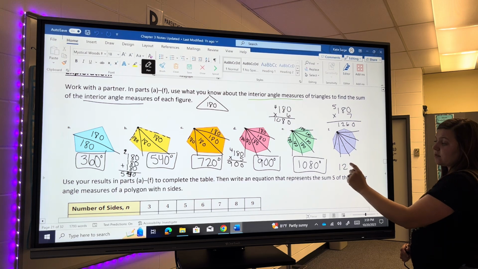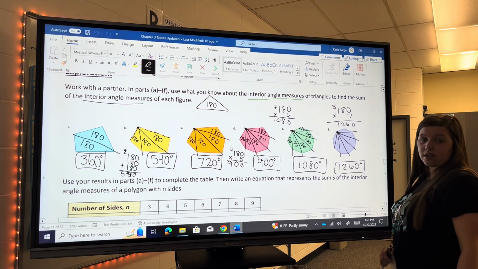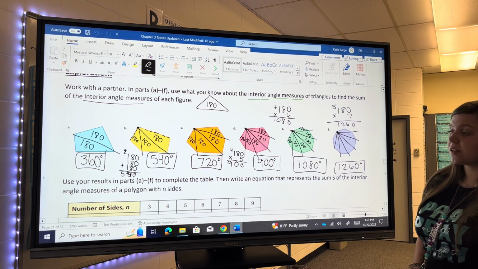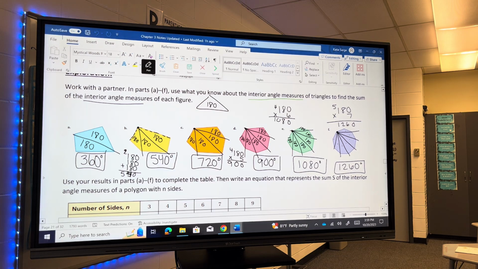$1,260. Okay? Making sense so far, hopefully? Okay, so make sure you have all that written down before we move on to the next part.